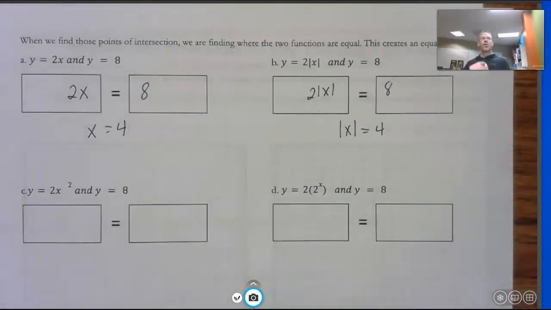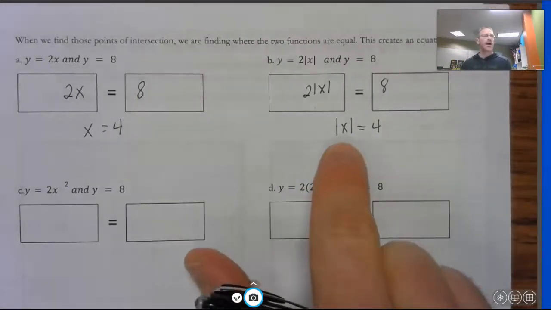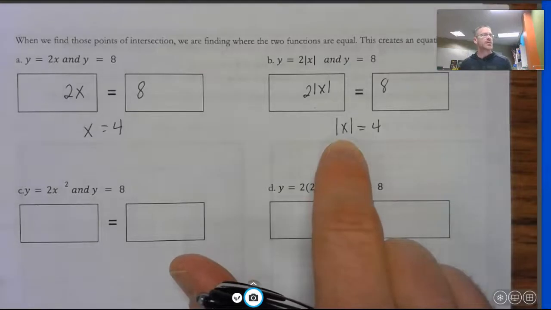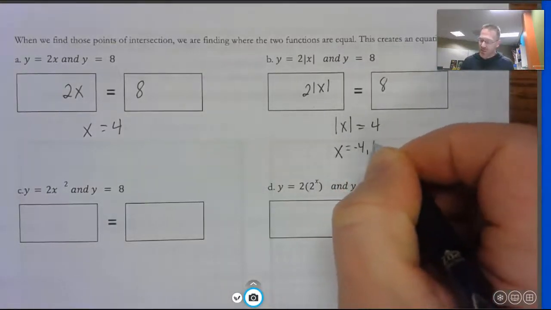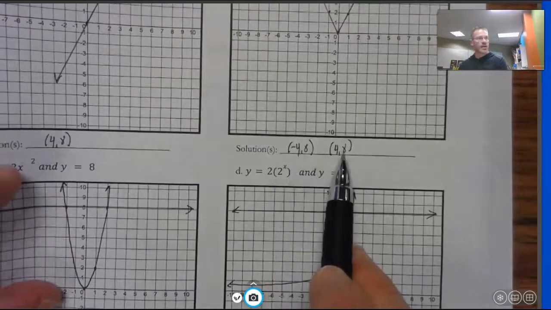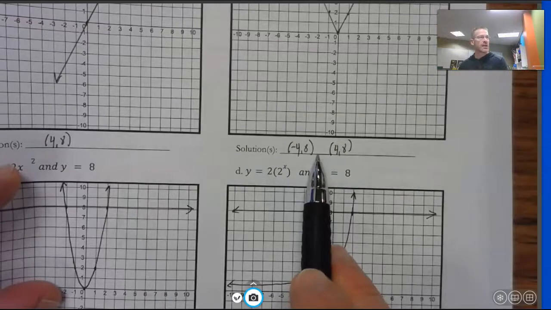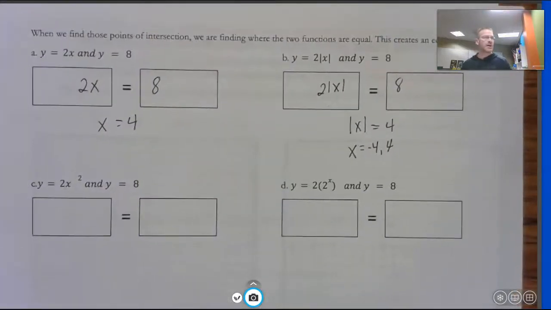So now I have to do one more additional step, because we've talked about how absolute value is a distance from 0. So which numbers have a distance of 4 from 0? That would be -4 and +4. And once again, you can see that those are the x values. That's where those points of intersection occur. So you can see how that ties in.